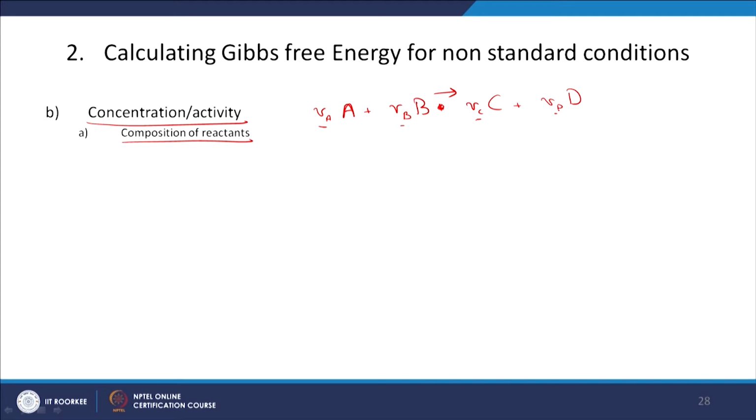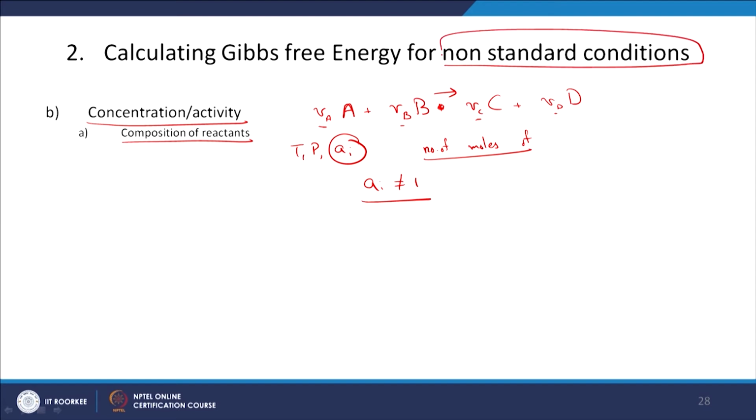Let us say the system is at standard conditions of temperature, pressure and activity, and the reaction has gone through by a small, infinitesimal extent. Now what is going to happen? The number of moles of your compounds are going to change. What does that mean? Your activity is no longer equal to 1. So we are now entering the domain of the non-standard conditions, and that is what we are going to discuss here.